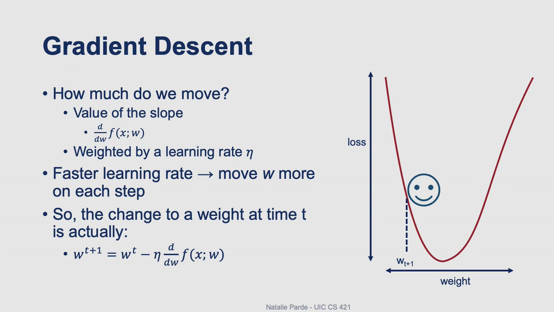In gradient descent, we move an amount equal to the value of the slope. So that's the derivative of our loss function curve with respect to a given weight, weighted by a learning rate eta. We can fine-tune our learning rate to our specific task, and a higher learning rate means that we move our weight more at each step. So at a given time step, a single weight will be updated according to the equation you see here.